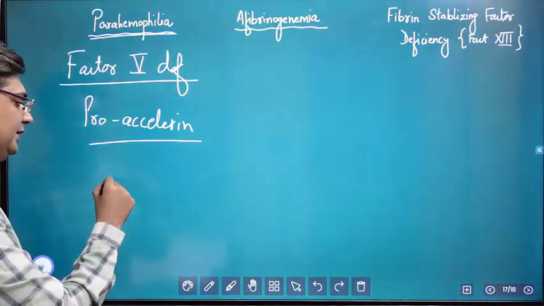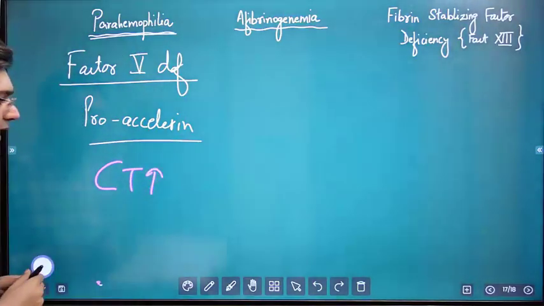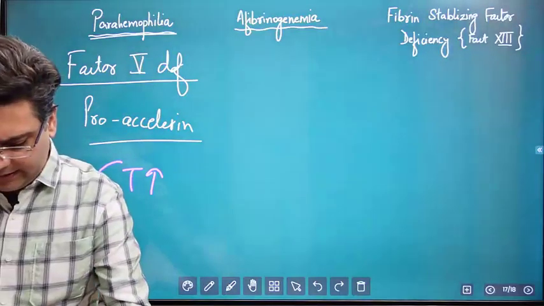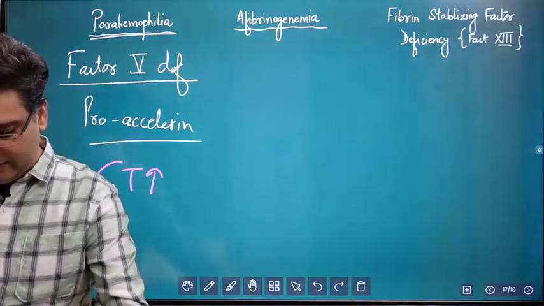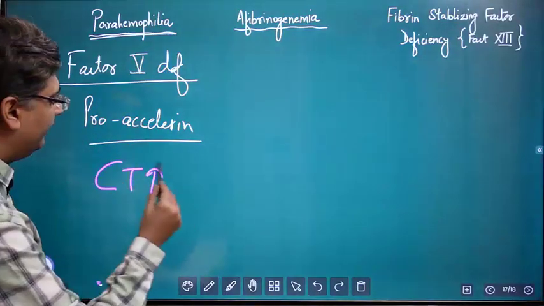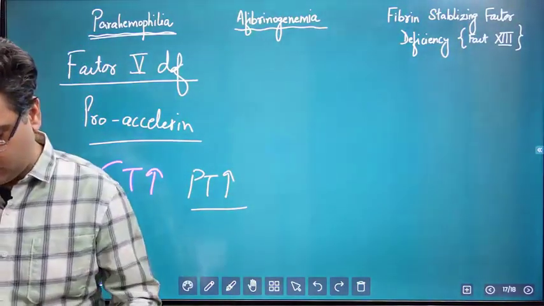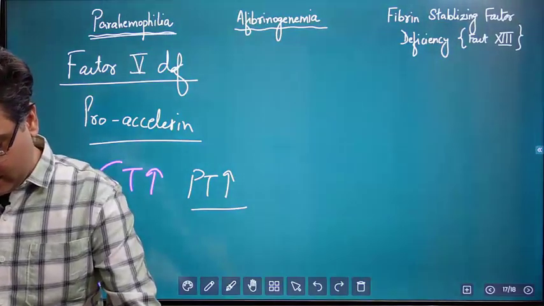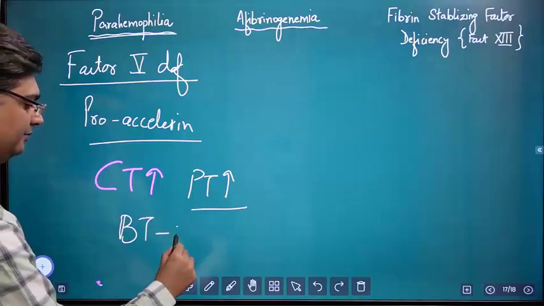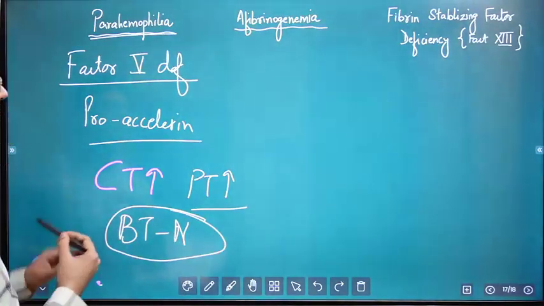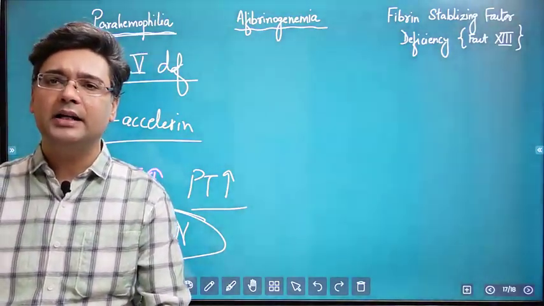So CT, what is going to happen here? CT is going to be elevated here. And what else do we find? Your factor 5 is generally associated with PT, so PT is also elevated here. Along with this, your BT, bleeding time, is normal, because it is not associated with platelets. That is factor 5 deficiency, which is called parahemophilia.